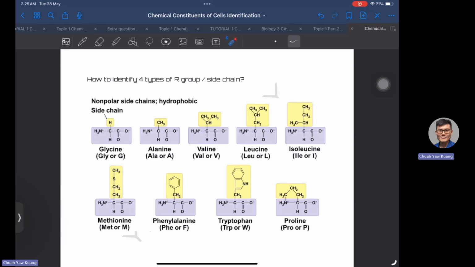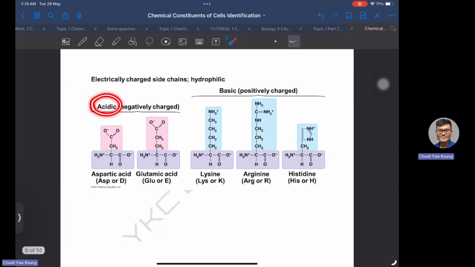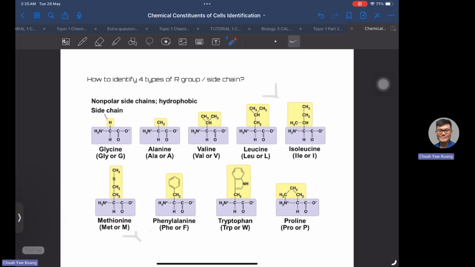Hi everyone. This video is about how to identify the R group or the side chain in the amino acid. There are four types of side chain in the amino acid. The first one is the non-polar side chain, then the polar side chain, acidic side chain, and also basic side chain. In order to identify these different types of side chain, we can identify the type of functional group that occurs in this R group.